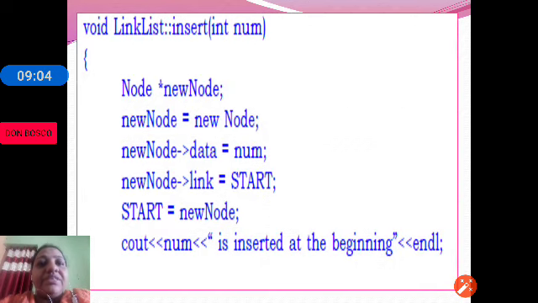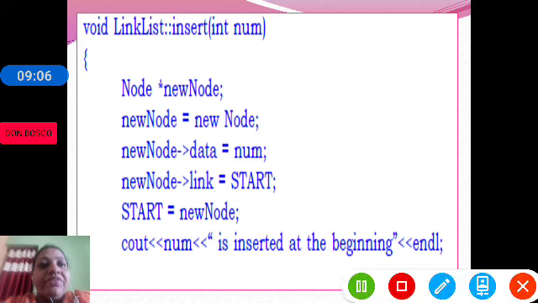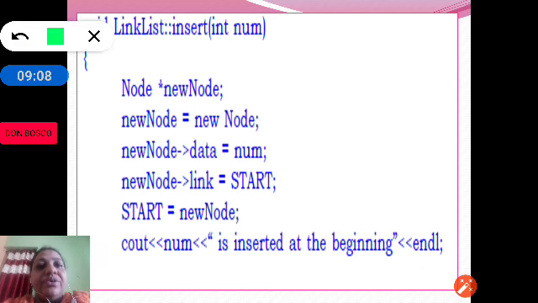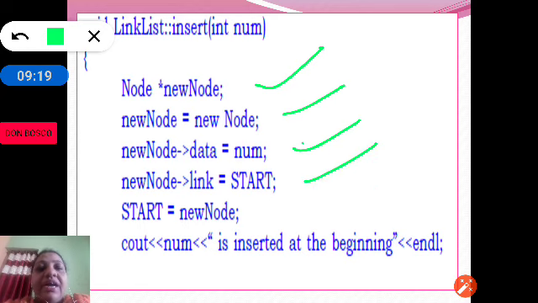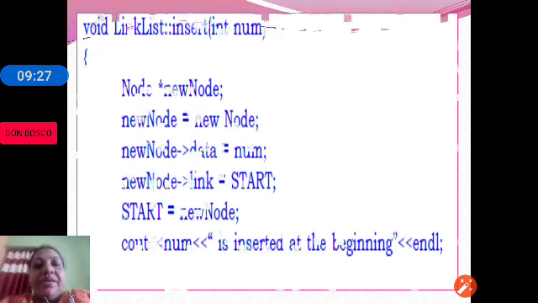So now we have insert. Here first we are creating a new node, and then we are adding the data, and then we are making the new node's link point to the start, and we are making start the new node. We are making the new node the start node. So like this we can insert a node at the beginning.